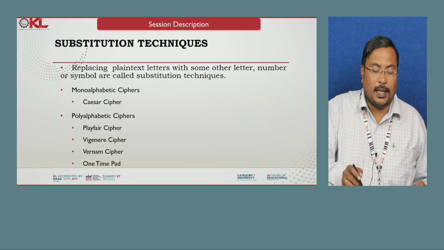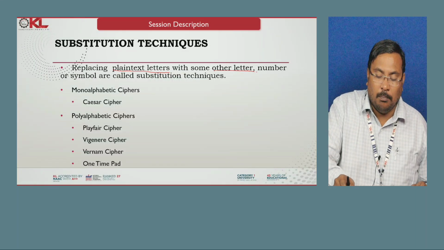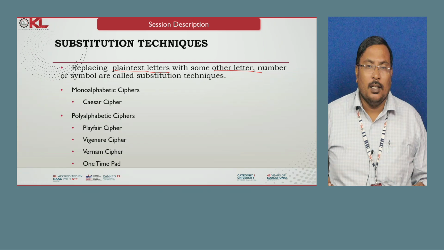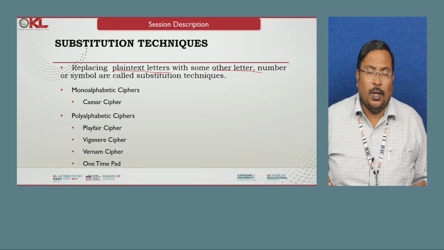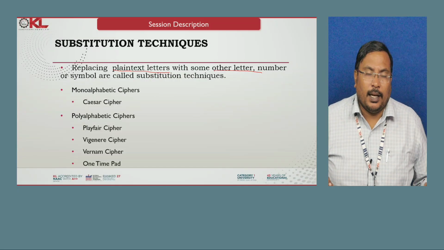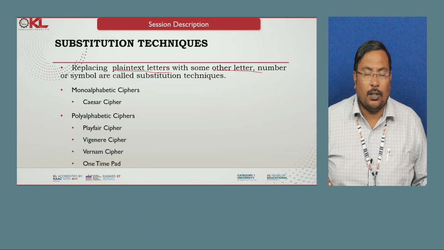So substitution techniques are replacing the plain text letters with some other letters or numbers or symbols. That is called substitution techniques. So we are not using the plain text for creating the ciphertext. We are using other letters, numbers, or symbols in order to convert the plain text into ciphertext.